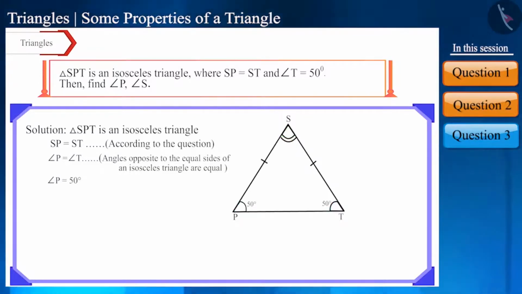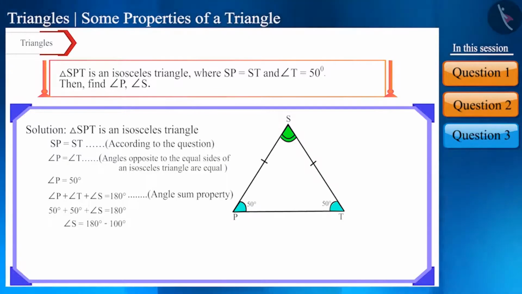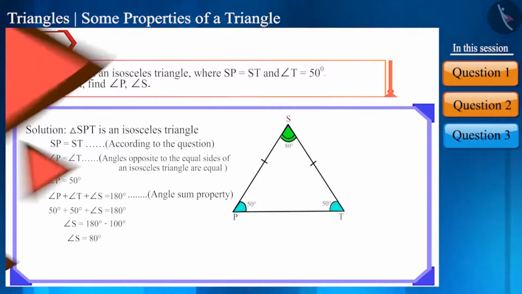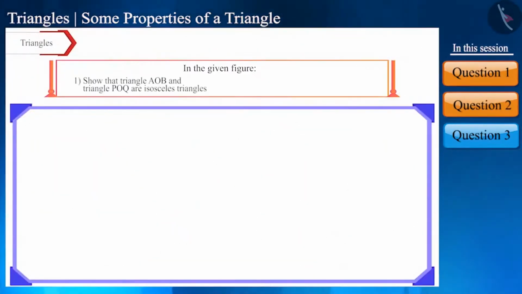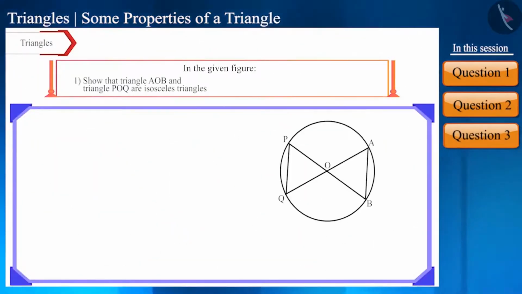And we know that the sum of the three angles of a triangle is 180 degrees. We can write it in this way. In this, we know the value of angle P and angle T. Here, by substituting these values, we can find the value of angle S, which is equal to 80 degrees. Moving ahead, let's solve another question.